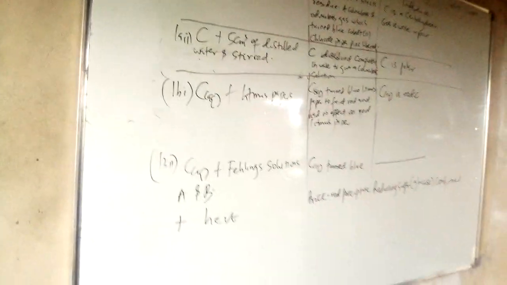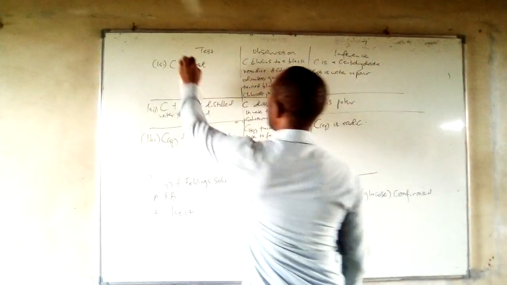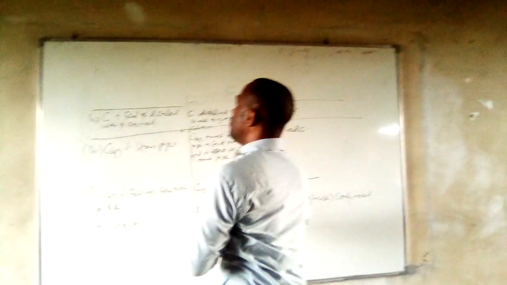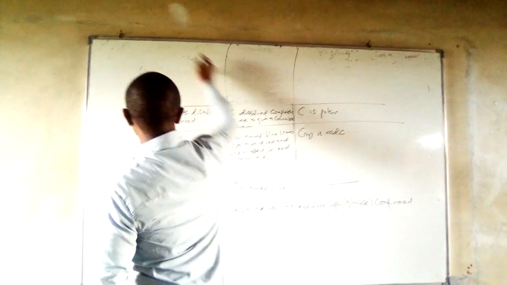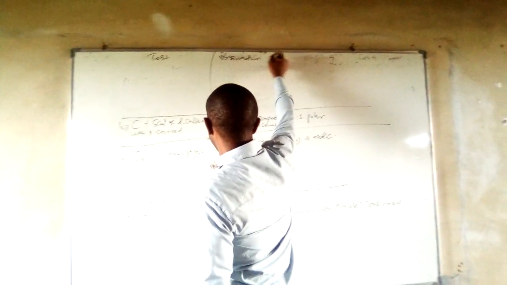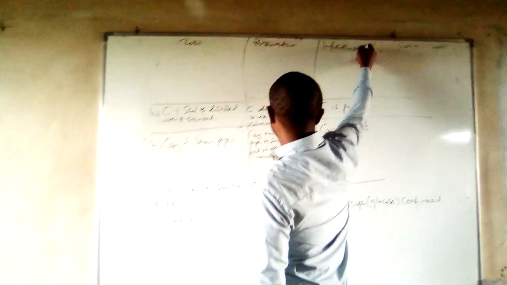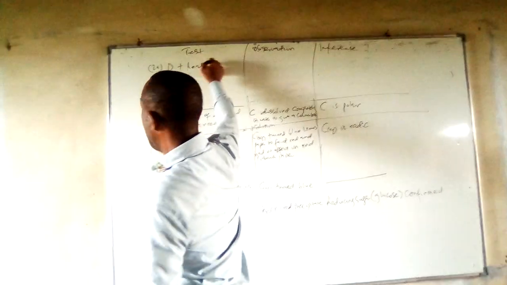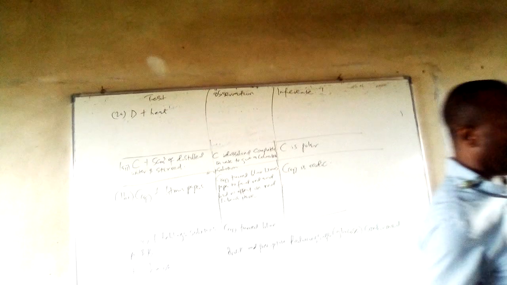Equation, that is 2A, using the metallic oxide. So we are still on test, observation, and what? Inference. Read number 2A for me, please. That is D. Now D plus heat. What is heat D? And they say D is an inorganic substance or metallic oxide.